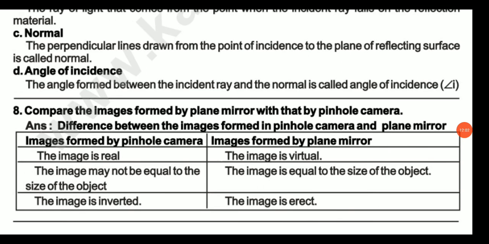Eighth one, the last one, compare the images formed by the plane mirror with that of the pinhole camera. So the difference between plane mirror and pinhole camera: images formed by pinhole camera, first point, the image is real. This is also in your book. The image may not be equal to the size of the object.